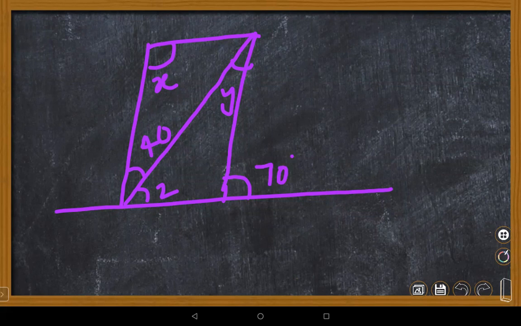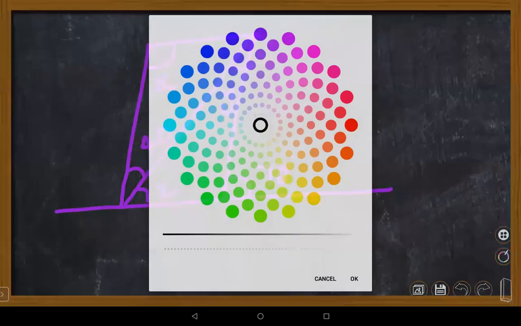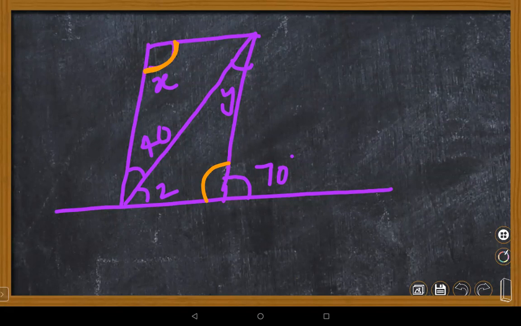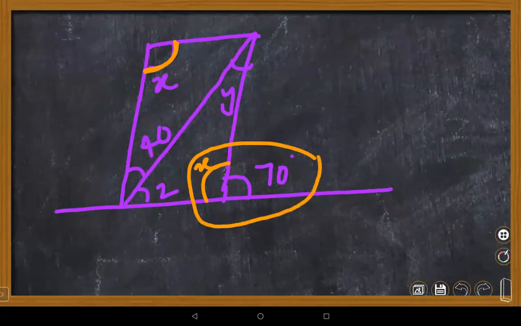Which property will you use? Whatever property you are going to use, by seeing it, I will mark with different colors. Are both of these equal, children? Yes or no? Yes, ma'am. So it is X, it is X. Now, can we go with X plus 70 as 180? Yes or no? Yes, ma'am.